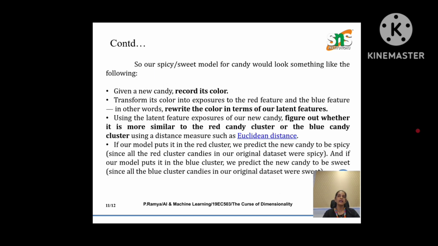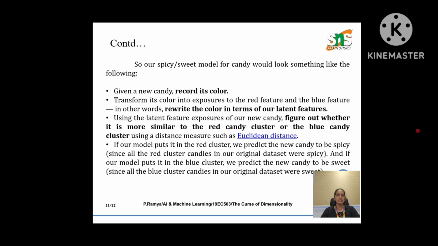So, given a new candy, record its color, and transform its color into exposures of the red feature and the blue feature. In other words, rewrite the color in terms of our latent features. Then, using the latent feature exposure of our new candy, figure out whether it is more similar to the red candy cluster or the blue candy cluster using a distance measure such as Euclidean distance.